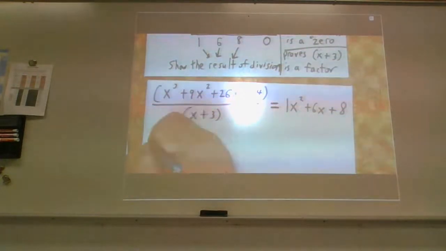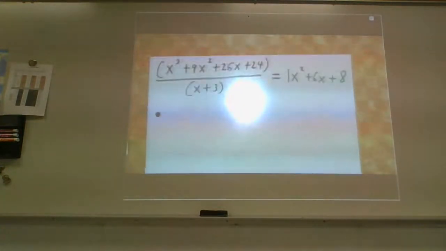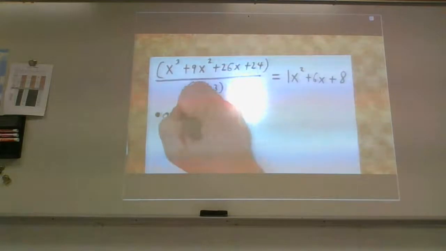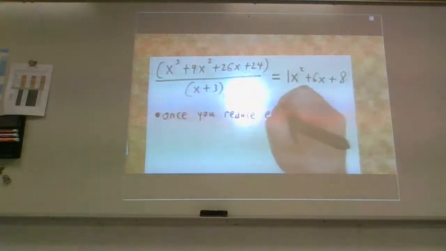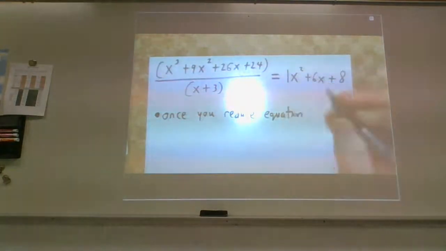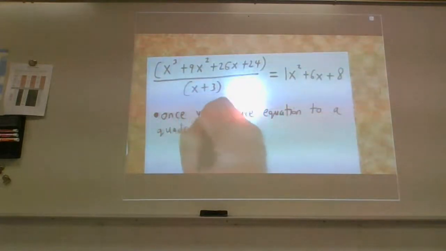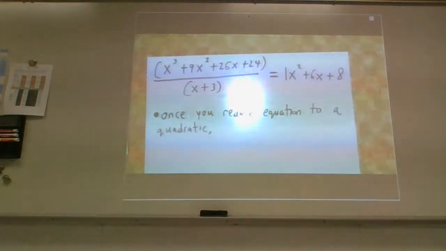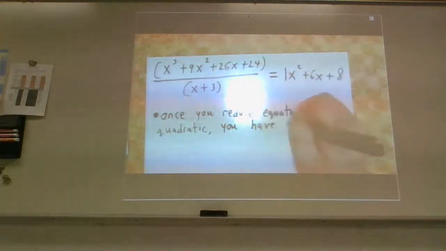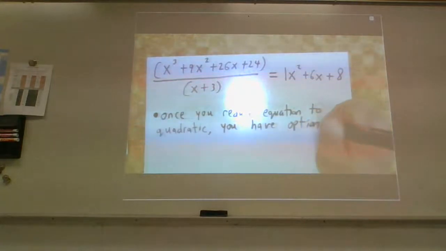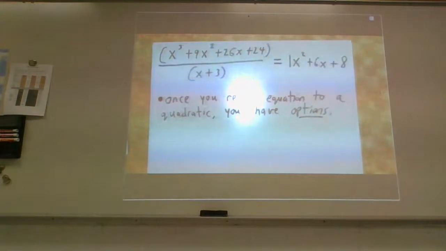I'm going to put a little note here, a little bullet point here. The bullet point is, once you reduce the equation to a quadratic, meaning that you have an x squared, you have options. You have options as to how you continue with this particular problem.